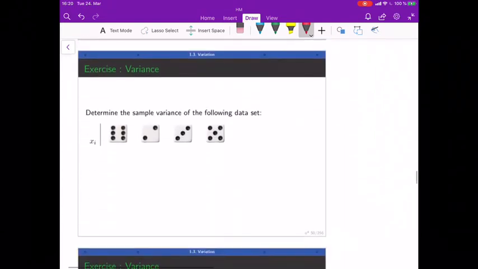Okay, you have a go. Determine the sample variance of this dataset, please.